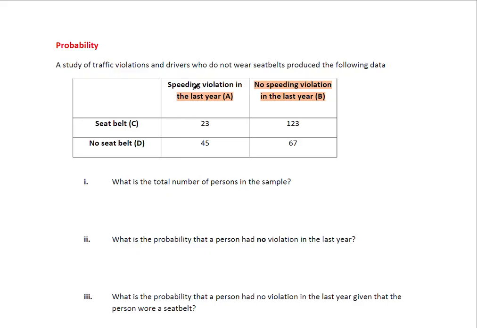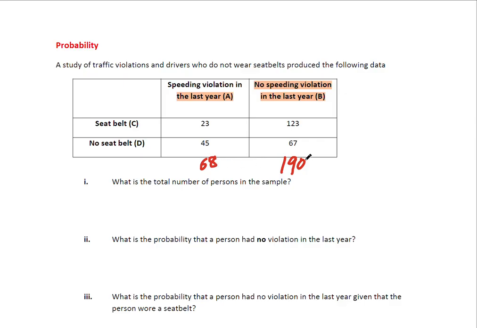So let's work on the total for the number of persons who had speeding violations in the last year, which is 23 plus 45, and 23 plus 45 here is going to give us 68. So this 68 means that there were 68 persons who had a speeding violation in the last year. Then we go to the second column. Let's take the total for the number of persons who had no speeding violations in the last year, which is 123 plus 67, and that gives us 190.